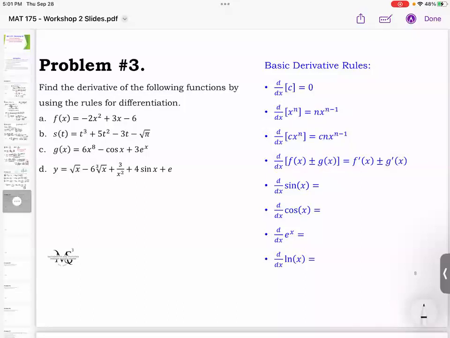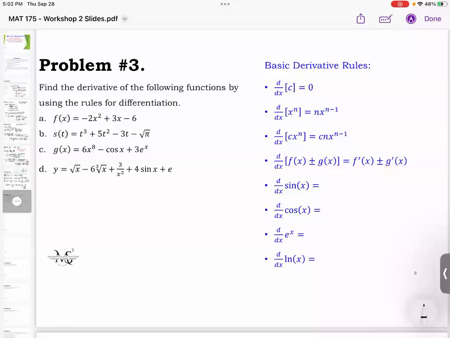The fourth rule basically tells us, hey, if I have 2 or more functions or 2 or more terms, I can take the derivative of each of those terms or functions. So for example, in parts A through D, although those are singular functions, like f of x, s of t, g of x, and y, because each of those functions contains multiple terms, that fourth rule allows us to take the derivative of every single term.